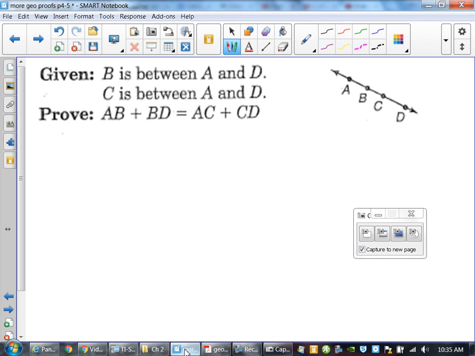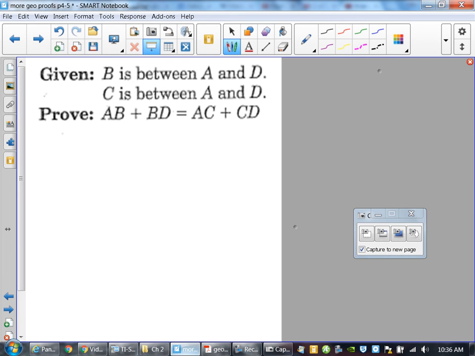Without even looking at the picture, you say that B is between A and D. I don't even need to look at this picture right now. If I know that B is somewhere between A and D, what would A and D be on a segment? Beginning, the end, the endpoints. So that just means that A and D are endpoints. If B is between them, does it matter where B is placed?